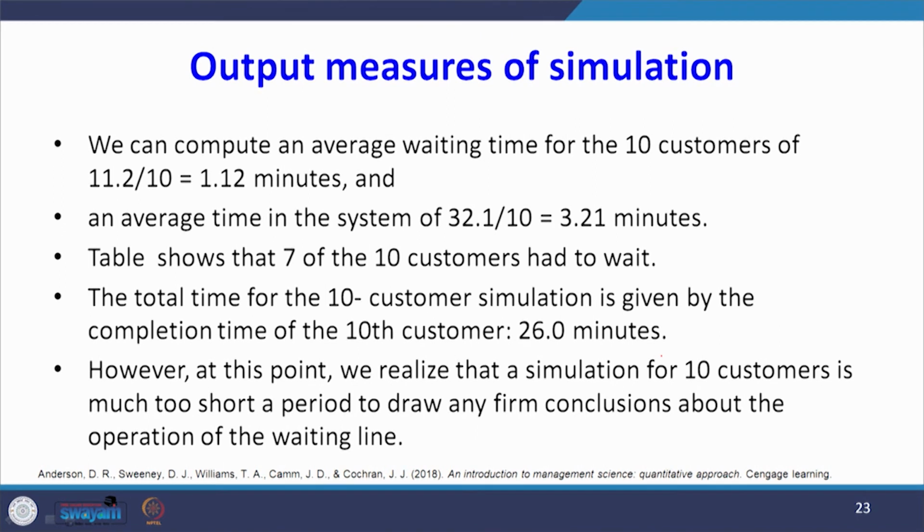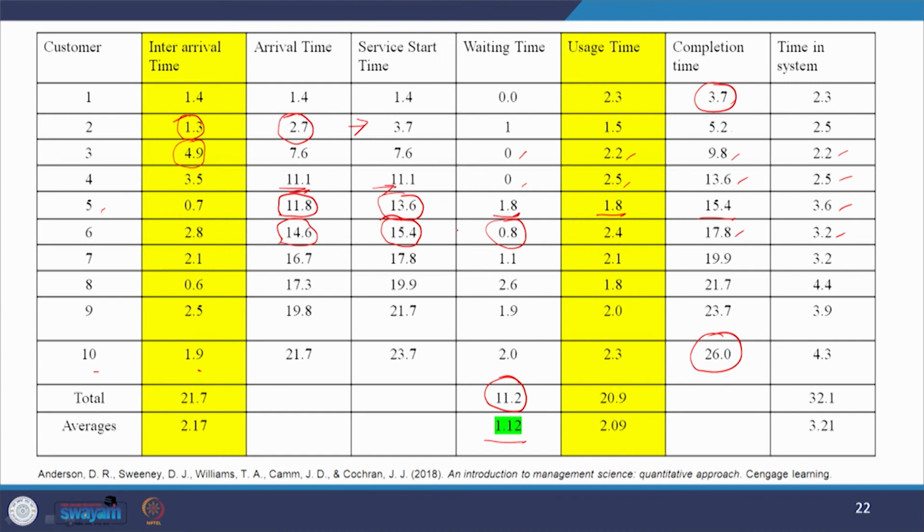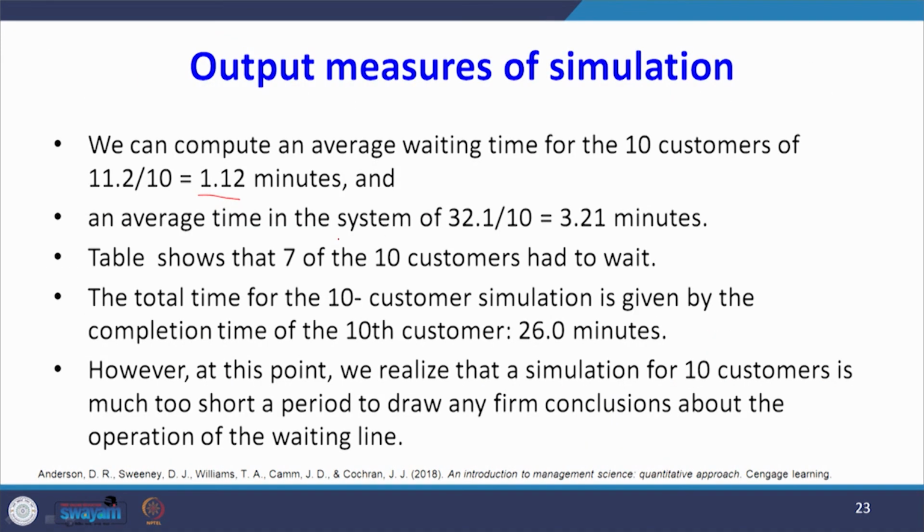So, we can compute an average waiting time for 10 customers. Total waiting time is 11.2 divided by 10, it is 1.12 minutes. Average time in the system: how did we get this 32.1? You see that 32.1 divided by 10, so the average time in the system is 3.21 minutes. Each customer is spending 3.21 minutes in the system.